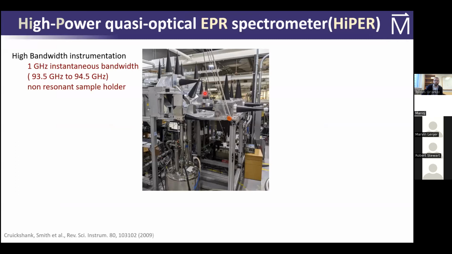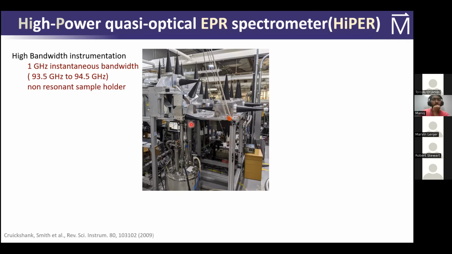HyperEPR is a unique pulse spectrometer at 94 gigahertz. This instrument has a 1 gigahertz instantaneous bandwidth, from 93.5 gigahertz to 94.5 gigahertz. And the instrument doesn't employ any sample holder. So this instrument is a clone of HiPER, located at the University of St. Andrews.